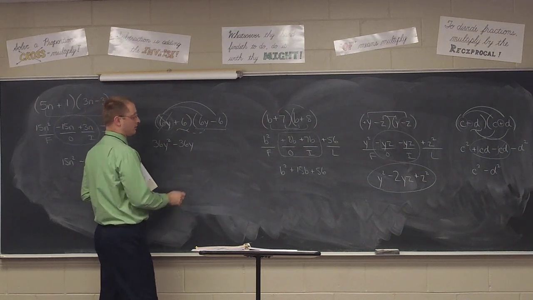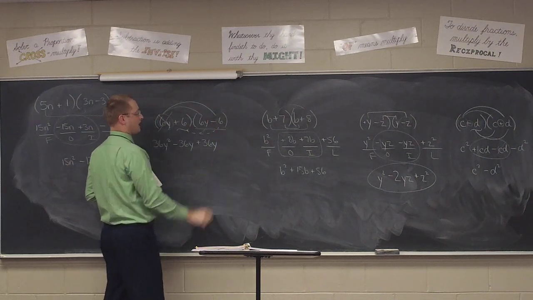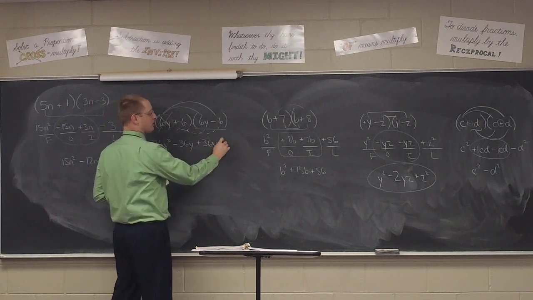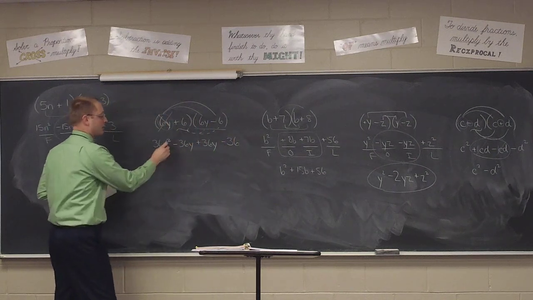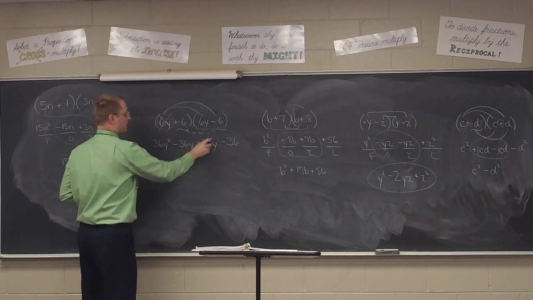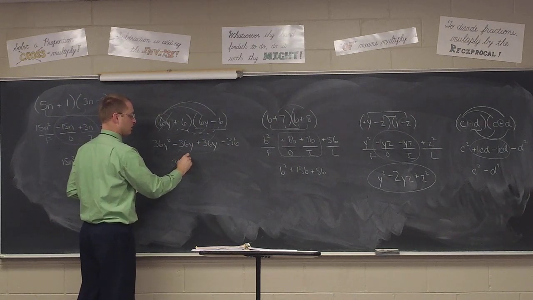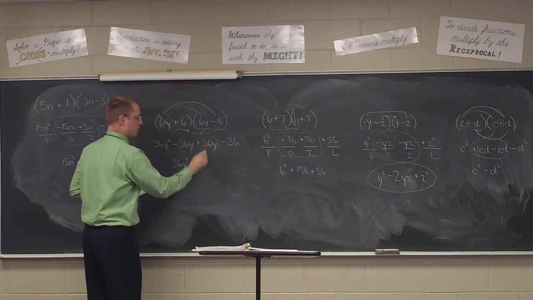Sign, number, letter. Positive 36y. And then right here, sign, number, negative 36. All right, we try to combine what would have been our outer and inner. They cancel. So I am just left with 36y squared negative 36. There we go.